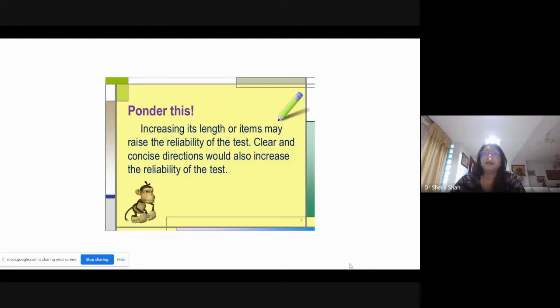Or another way, I'm not very sure of the term used here. In between, you put a question which is not relevant to the research question. For example, pink is my favorite color. So from there, you will know whether they are really reading your questions or not. Of course, later when you do analysis, we take out that kind of question, which is not related to our research. So clear and concise direction would also increase the reliability of the test.